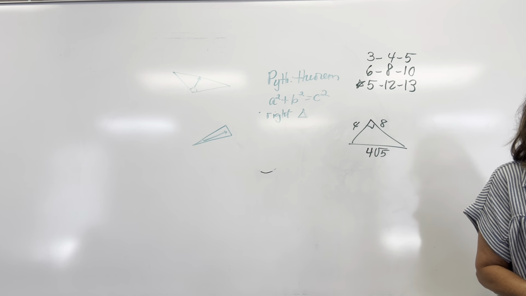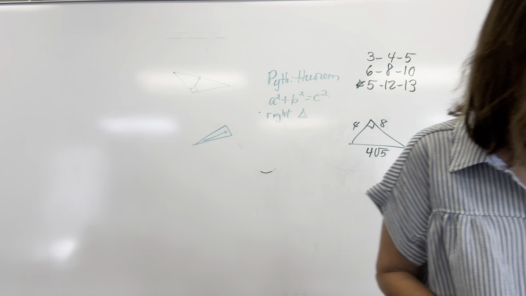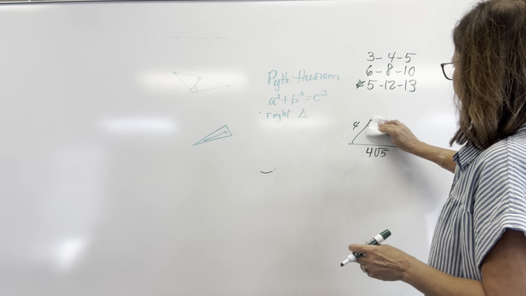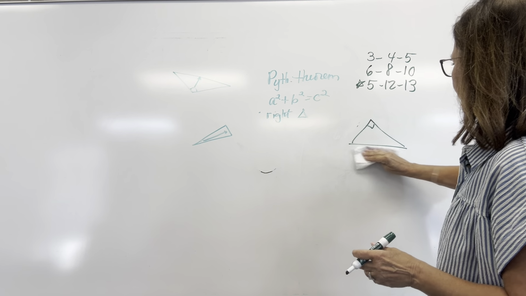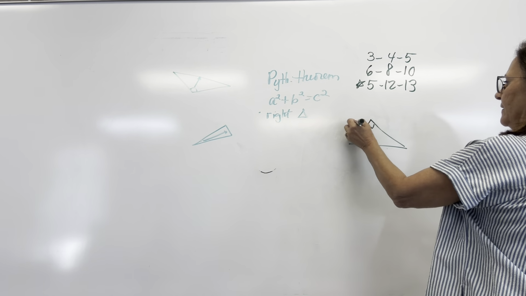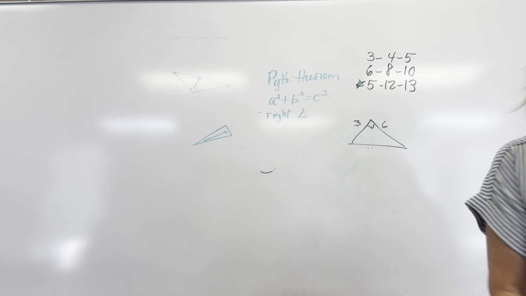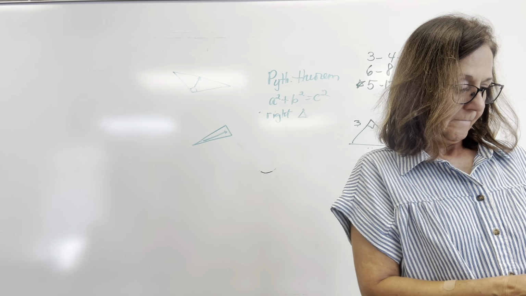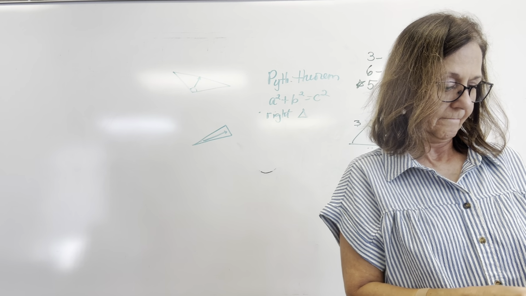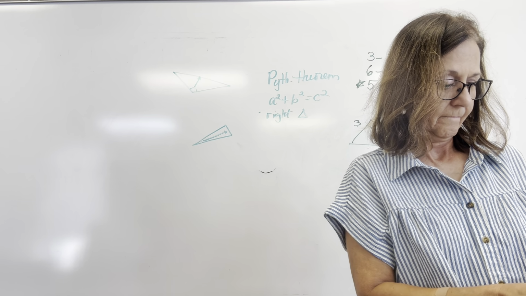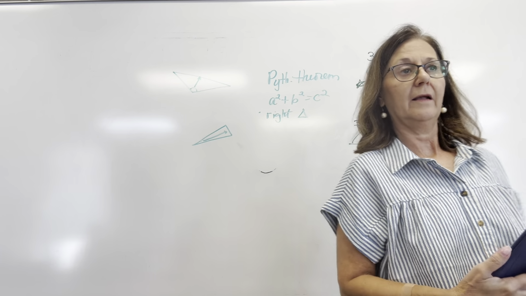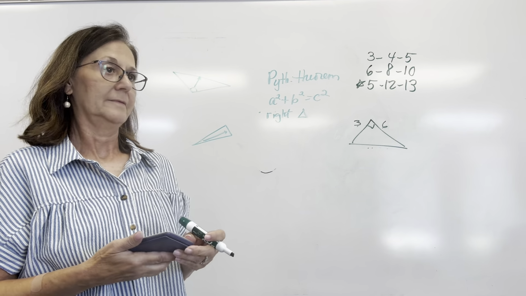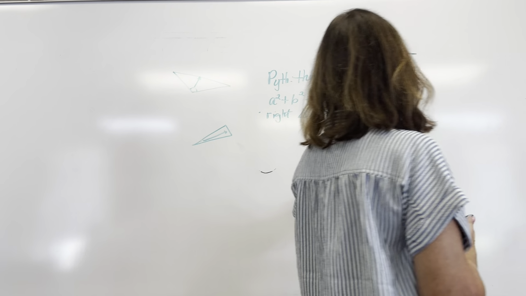All right, look at number 8. Now we have 3, 6, and give me the hypotenuse. Square root of 5. 3 square root of 5.